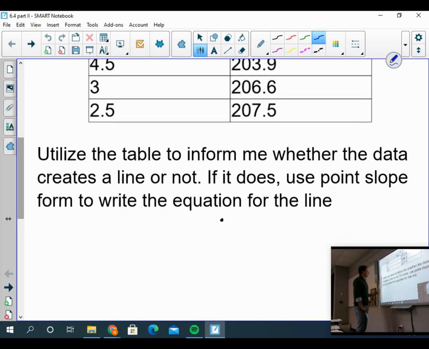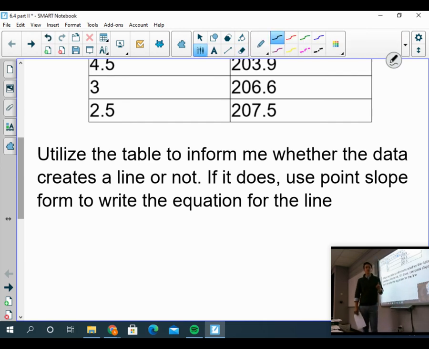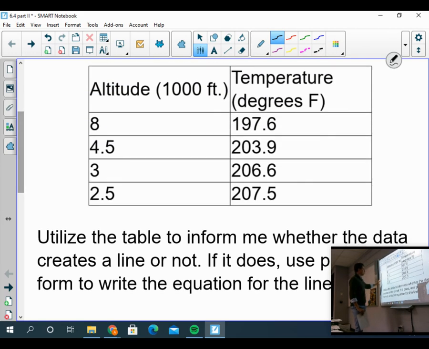We want to find out whether the data in the table creates a line or not. If it does, use point slope form to write the equation for the line. Okay? I want you to pause this video and I want you to try this on your own. It's just like the problem we just did. I'll scroll up so you have the problem in view. Try this problem. Utilize the table. See if it creates a line, and if it does, write the equation of the line in point slope form for me.